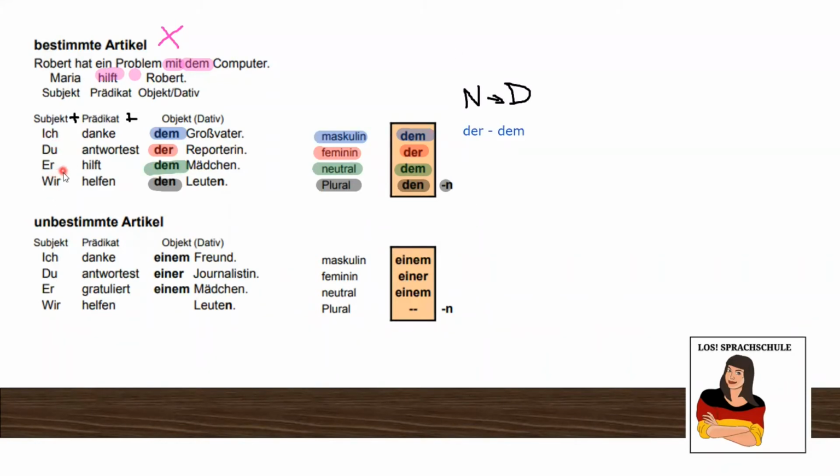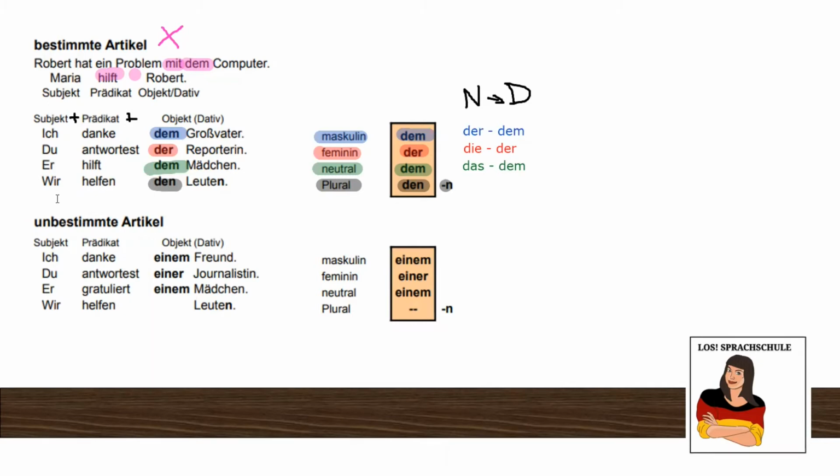Next one. Du antwortest der Reporterin. You're answering the female reporter. Feminine, female, der. Die in nominative becomes der. Don't confuse this der here with the der in nominative male. It looks the same, but it isn't. Next one. Er hilft dem Mädchen. He helps the girl. Neutral, dem. So das in neutral, das Mädchen, the girl, becomes dem Mädchen.